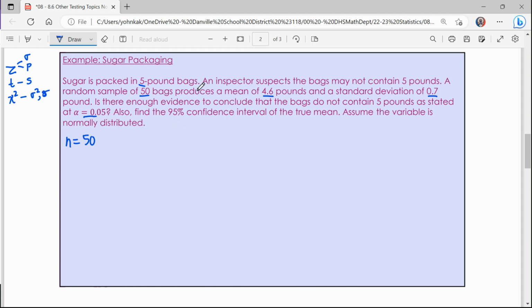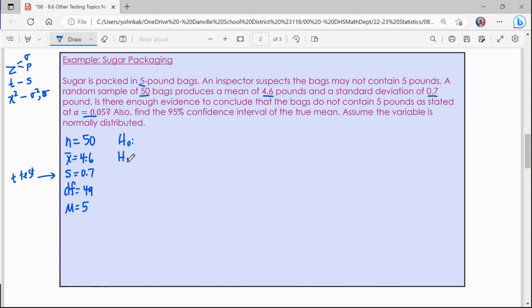All right, so n is 50. The sample mean is going to be 4.6. And it looks like the sample standard deviation, that's s, is going to be 0.7. Since we have an s right here, we know that we are going to have a t test. Since we have a t test, we need a degree of freedom of 49. We also should probably have a mu, since that's what we're hypothesis testing about, and our population mean is 5.